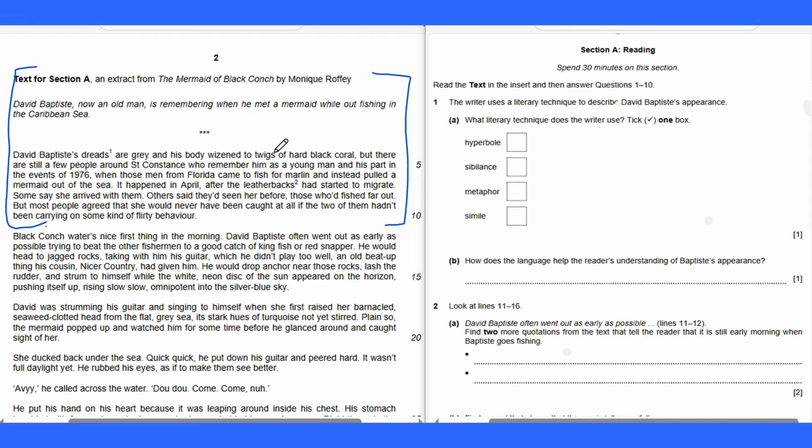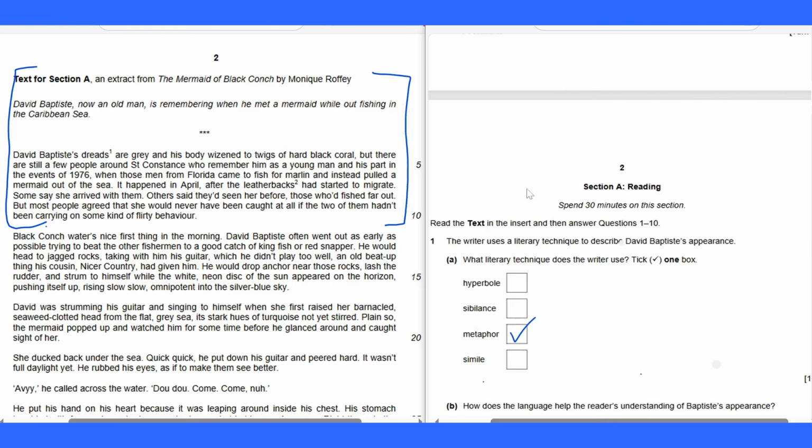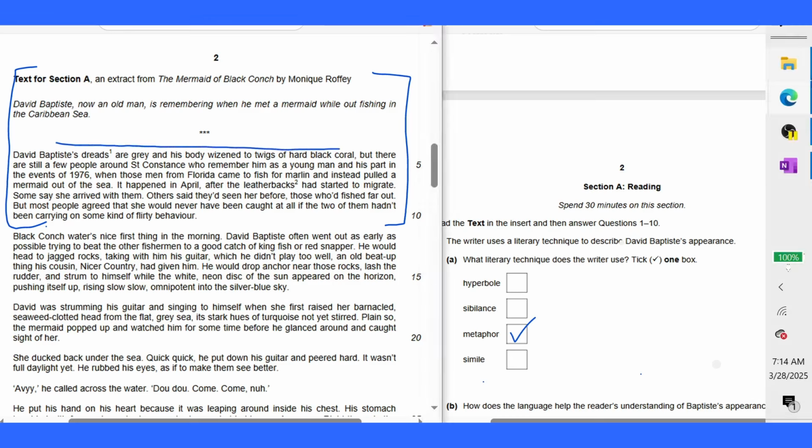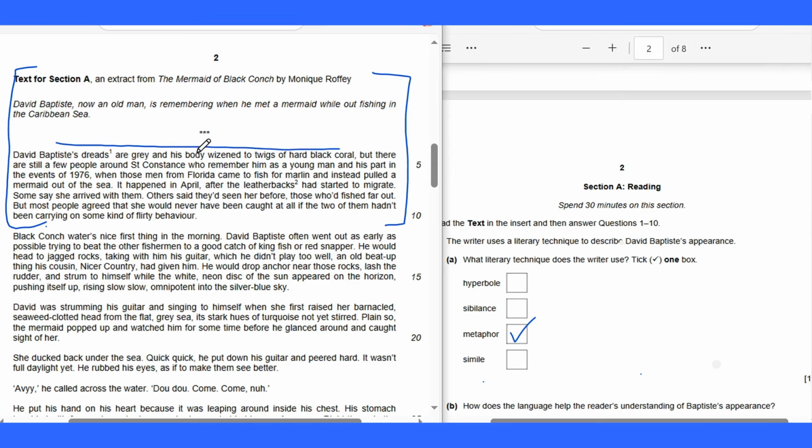Okay, let's check out the answer, guys. Well, the only answer is metaphor. You can see from this sentence: David Baptiste's dreads are grey and his body wizened to twigs of hard black coral. So this is an example of a metaphor.